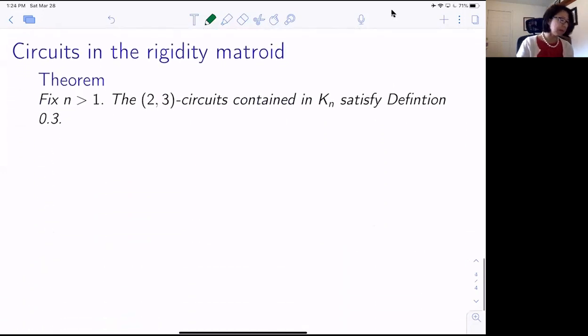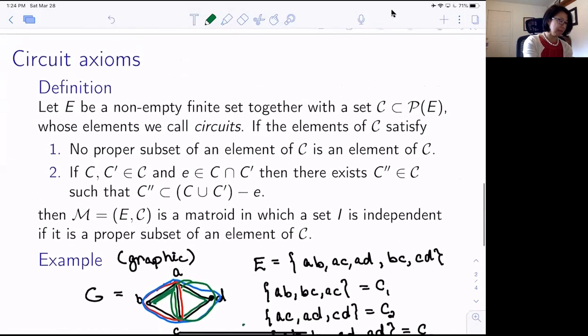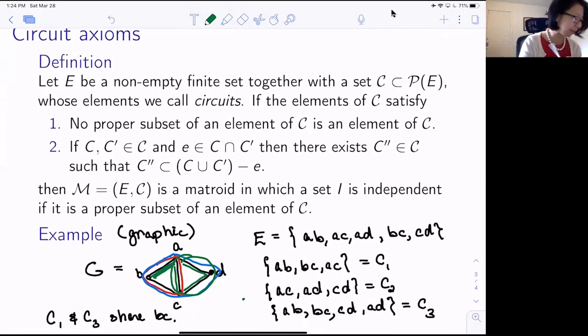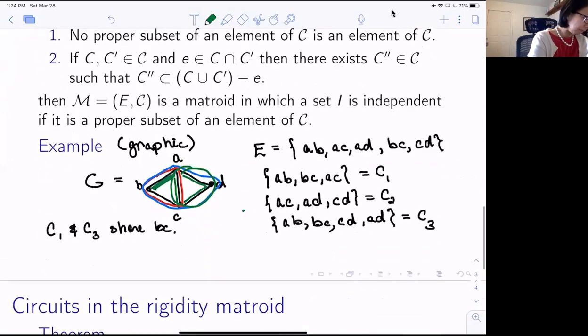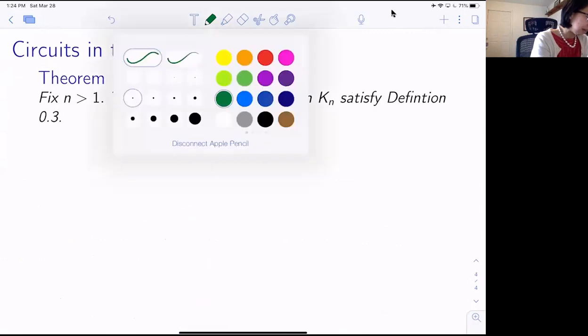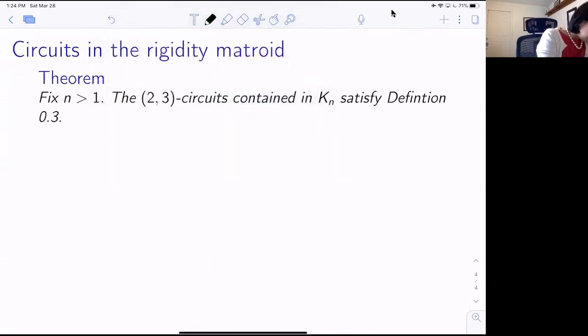So I want to show that if you have a 2-3 circuit contained in the complete graph on n vertices, then it has to satisfy this definition, 0.3. It has to satisfy this definition here, okay? So let's show that. And this is going to be a proof sketch because the proof is in the book. So we have to show 2 different axioms are satisfied.